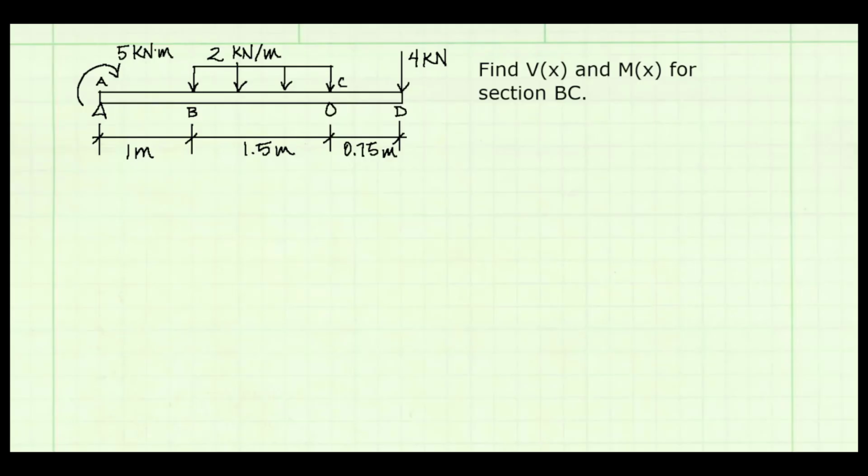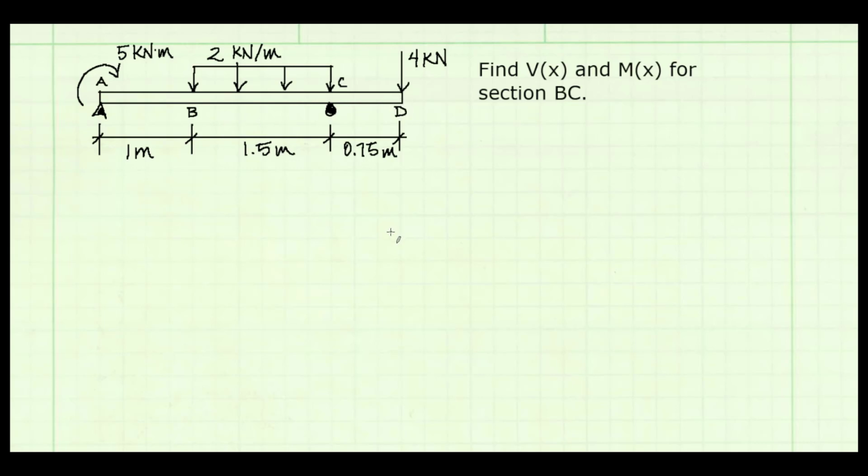So here's an example problem where we have a beam with a bunch of loads on it, and we are asked to find the internal shear and internal moment as functions of x for section BC. And we see in our beam we have a pin support at A and a roller support at C and an overhang cantilever section from C to D.